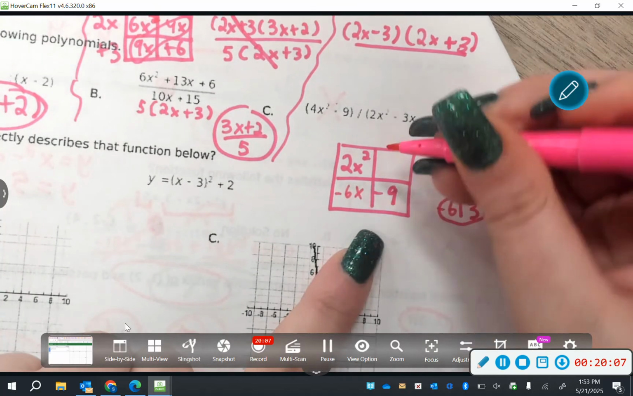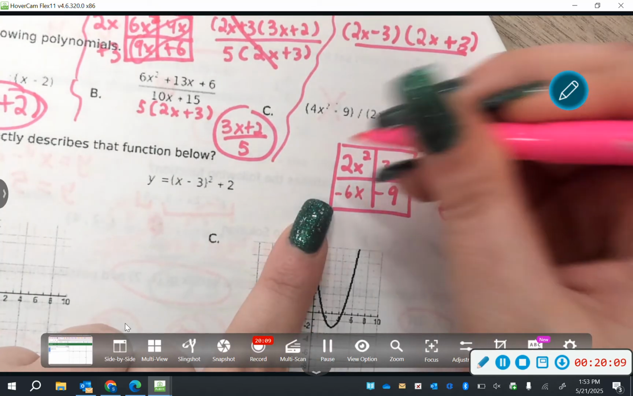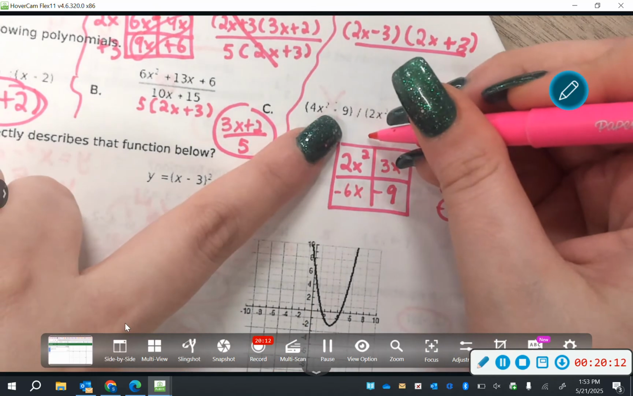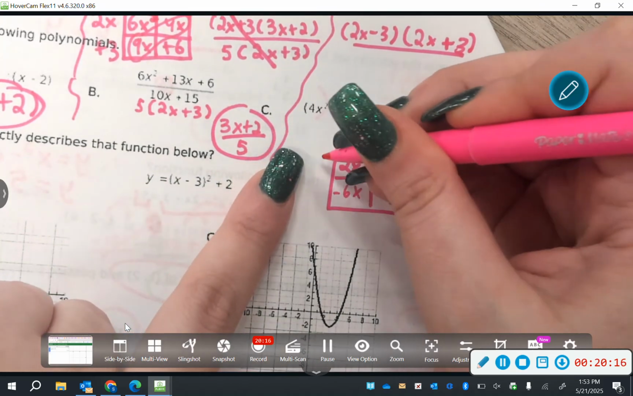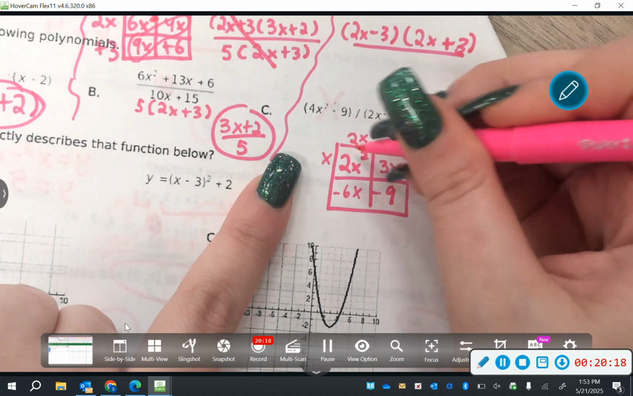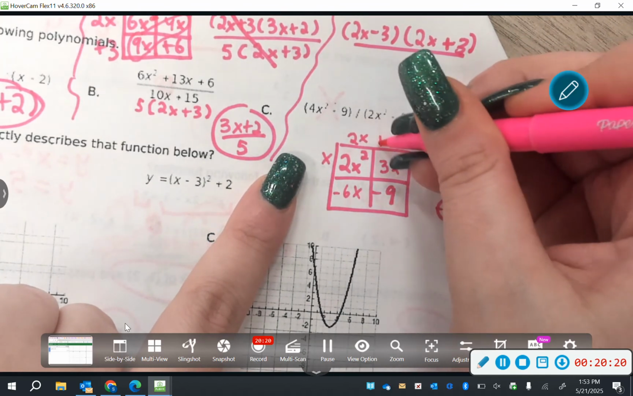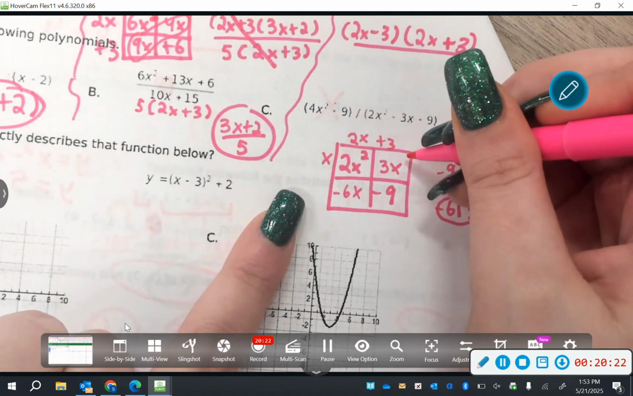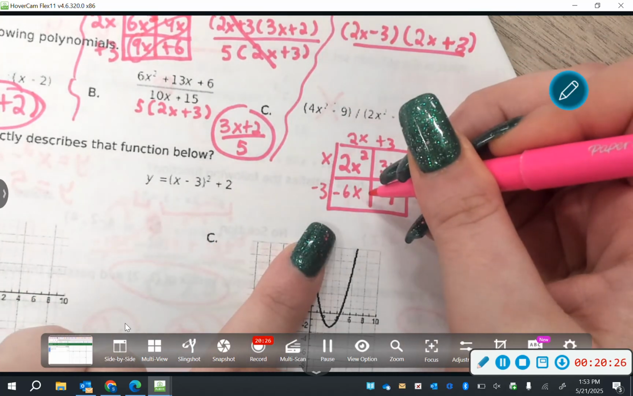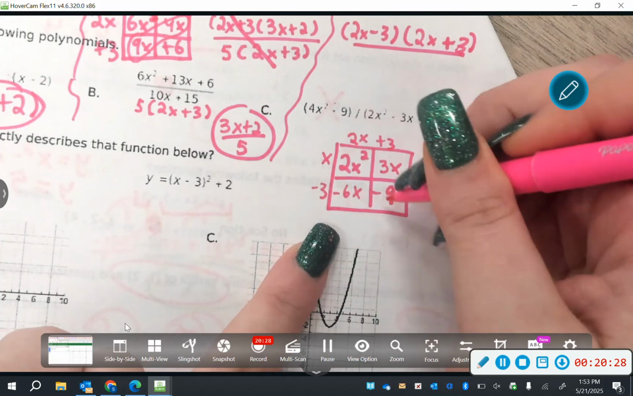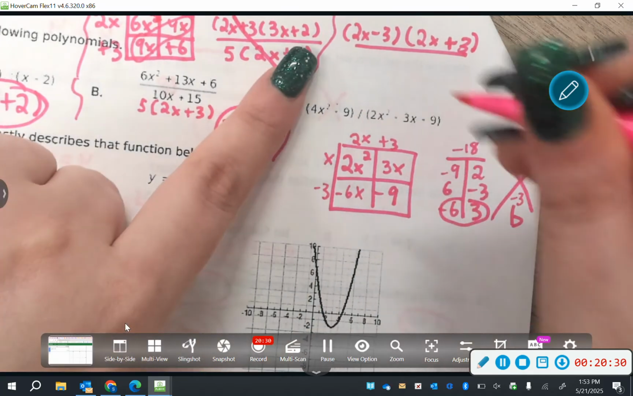Negative 6x, 3x. I know my 2x has to go here because 2 times nothing is going to get me 3. 2x times x gets us 2x squared. x times 3 gets us 3x. 2x times negative 3 gets me negative 6x. 3 times negative 3 gets me negative 9.